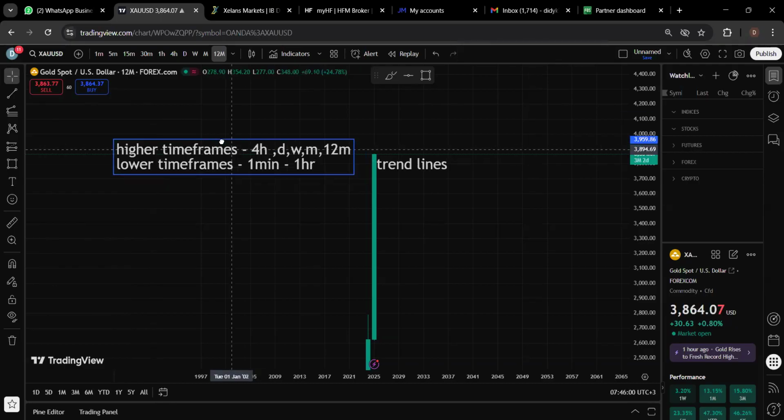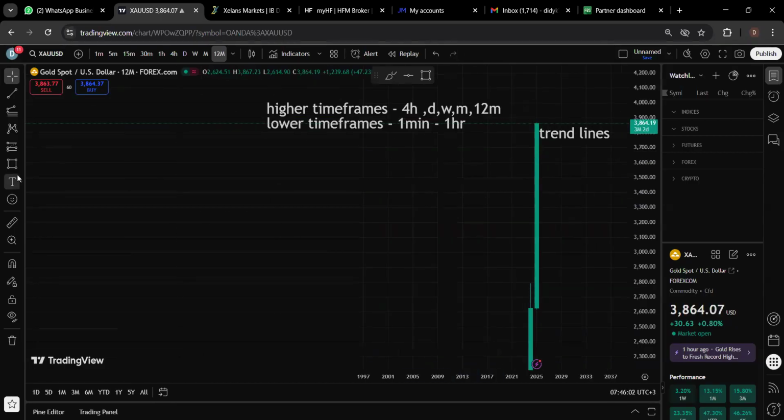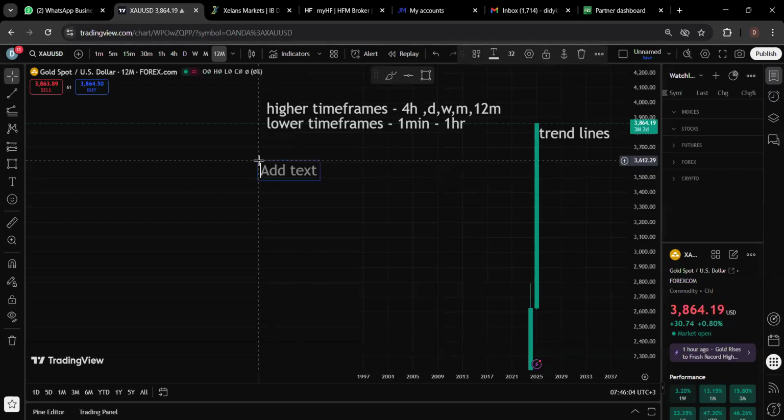Now, depending on the kind of trader that you want to be, we have 3 different traders. We have the scalpers. So scalpers are like me. We take advantage of the lower time frame, the current move in the market. We take advantage of 1 minute to 30 minutes, or even 1 hour if you are patient enough. But generally, most of the scalpers do 1 minute and 5 minutes.